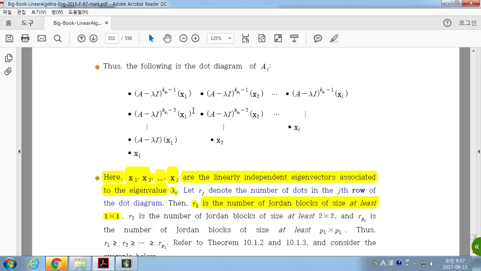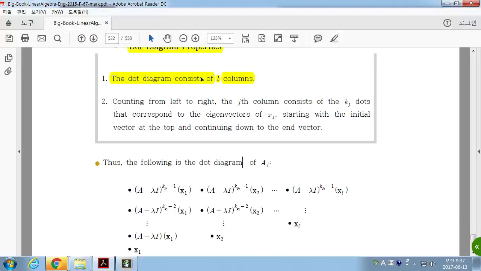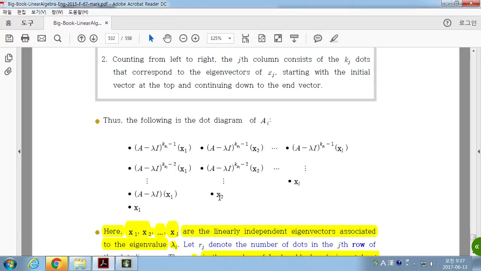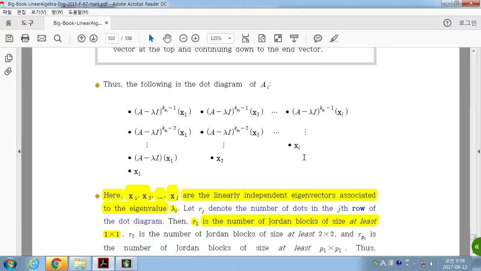Actually, what this says is that L is the number of linearly independent eigenvectors. Suppose you have L linearly independent eigenvectors like this, then we can compute the corresponding generalized eigenvectors in each sequence, starting from x1, and so on, to find the matrix Q that makes Q inverse AQ equal to the Jordan canonical form of A for eigenvalue lambda. So this is the whole idea of the dot diagram.